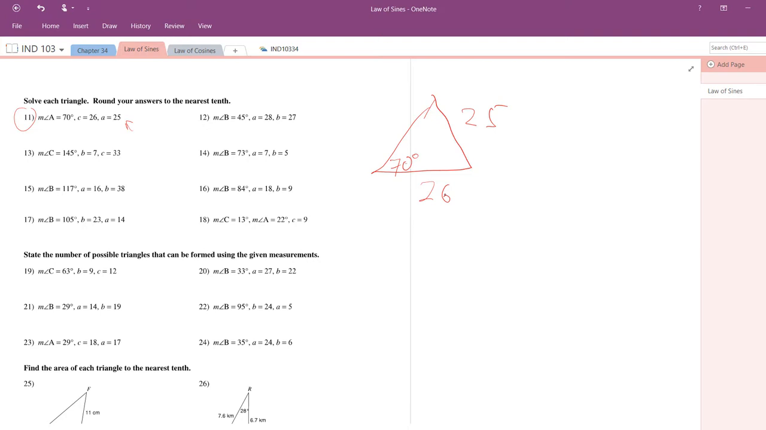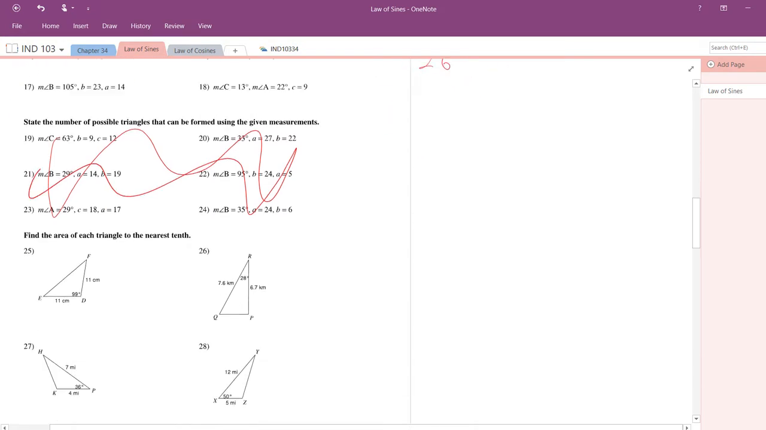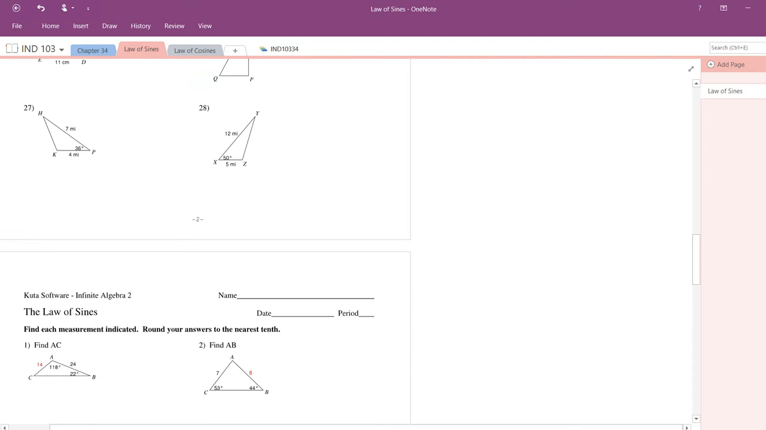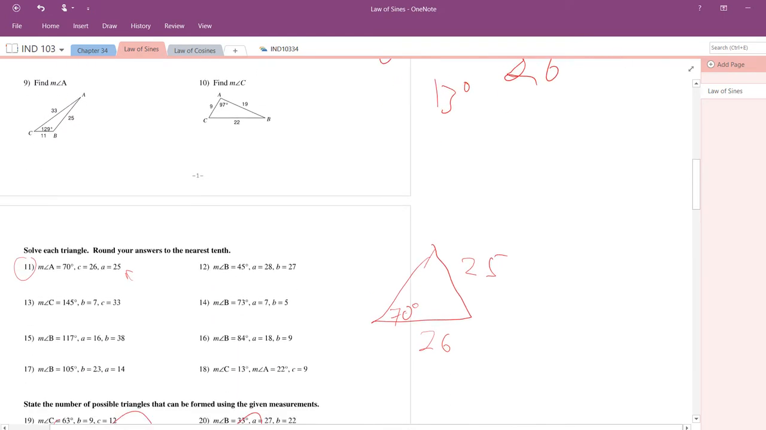Don't worry about 19 through 24. That doesn't matter. And the same with 25, 26, 27, 28.